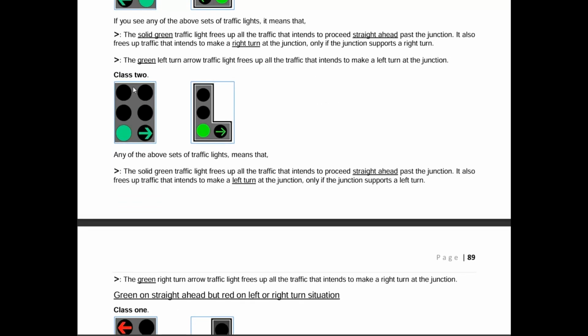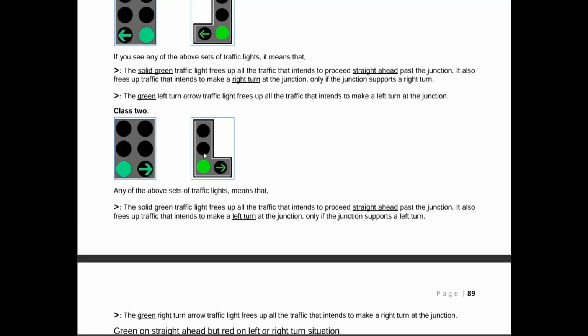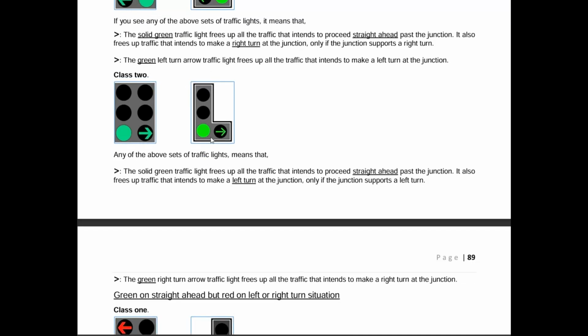So we move on to the next class, that is class 2. In class 2, it is basically class 1, but flipped the other way round. It's possible to find a situation like this. In this case, if you're turning right at the junction, you are permitted to go because of the green right turn arrow traffic light that frees you up. In the same context, if you are proceeding straight ahead past the junction, you are also allowed to go because of the solid green traffic light that frees you up.